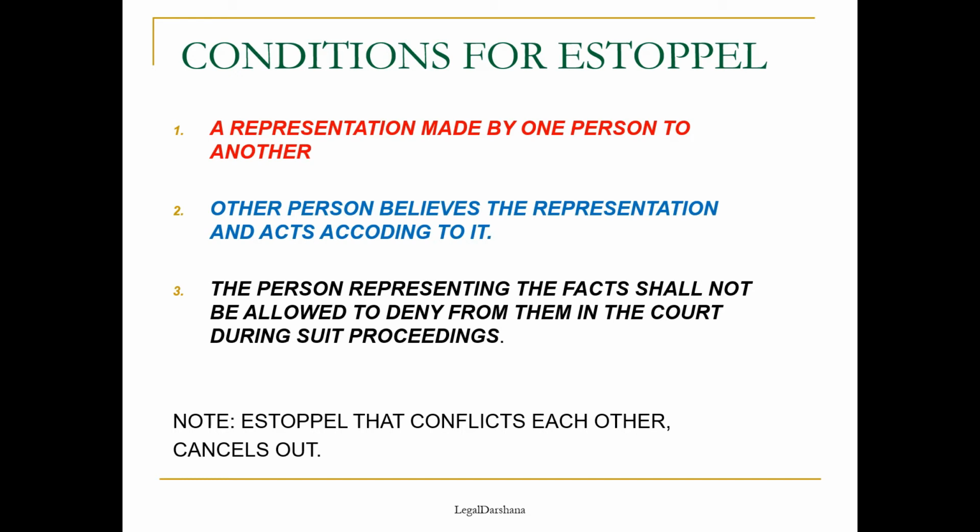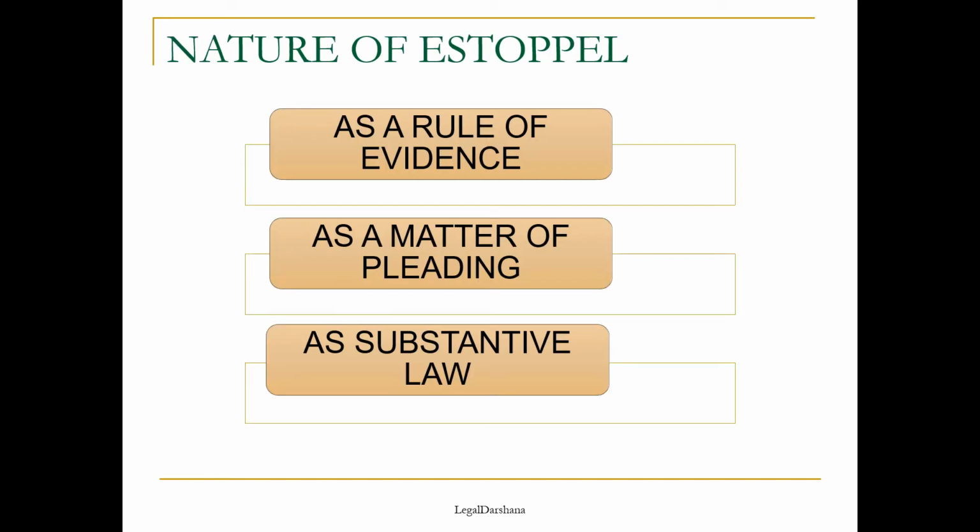Moving on to the nature of estoppel, estoppel is used as a rule of evidence. It is a matter of pleading and it acts as a substantive law. Estoppel is a rule of evidence. It is only a rule of evidence and is similar to an irrefutable presumption of law. It is used to prevent the other party from rebuttal of the facts alleged by them.